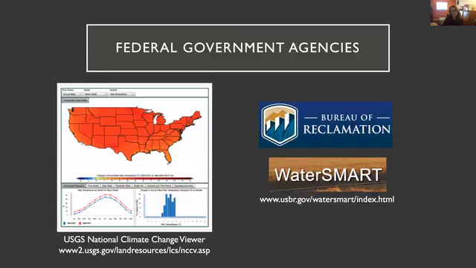And then lots of federal government agencies, in addition to hosting climate service organizations like the ones I've just described, also provide other resources on climate change. For example, the USGS has a national climate change viewer that displays climate projections for various parameters, including temperature, precipitation, and runoff over the next 100 years, viewed by state or watershed. Users can choose the time period they're interested in and which model and future scenario they would like to view.